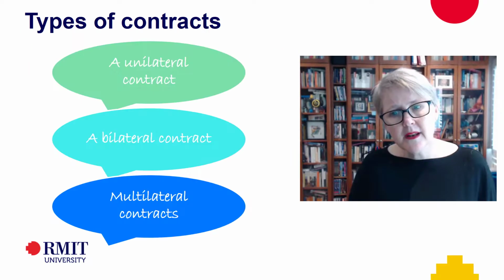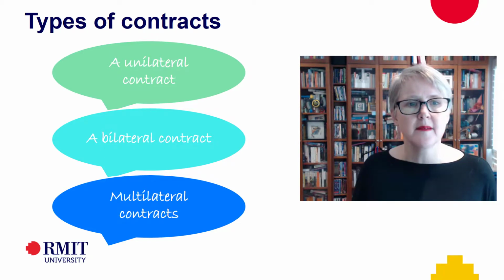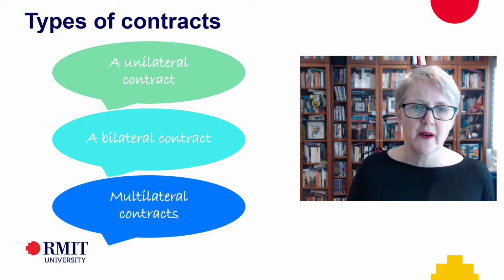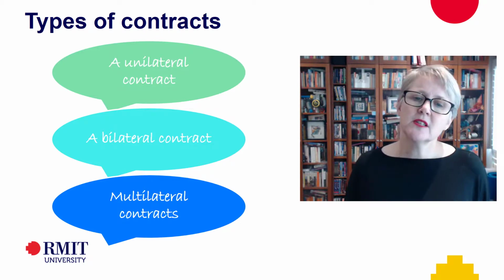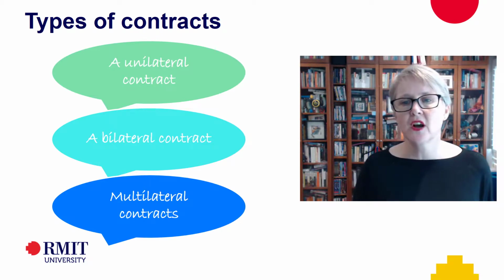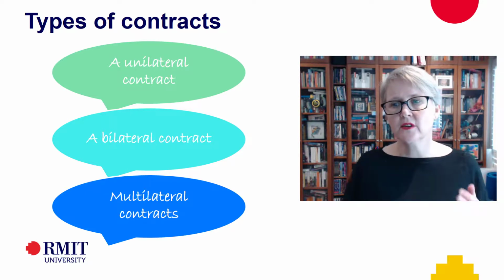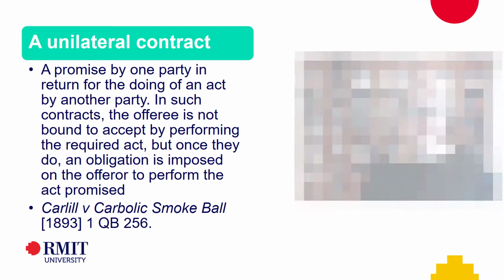So let's remind ourselves in relation to contracts of the 3 basic types of contracts that we've looked at. Essentially, before we can think about the exceptions, it's really useful to make sure that we understand or remind ourselves about the types of contracts that exist. So unilateral, bilateral and multilateral contracts.